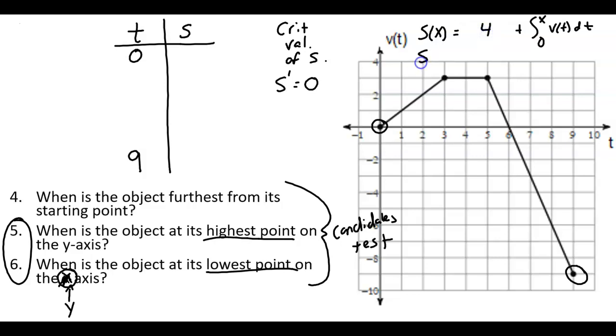Now if you wanted to find the derivative, S prime is going to be, the 4 goes away because it's just a constant. And according to the second fundamental theorem of calculus, when you take the derivative of this, the integral goes away and the x drops down in the place of the t, and we have this. So S prime of x equals v of x, which we already knew anyway, right? So if I'm asking when does S prime equal 0, that's the same thing as asking when does v equal 0. In other words, where does it touch the x-axis?